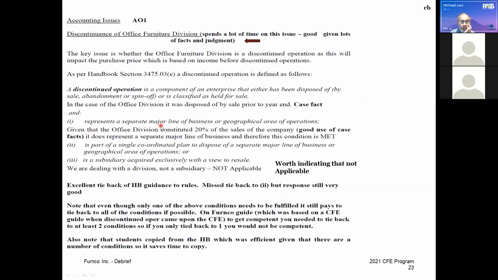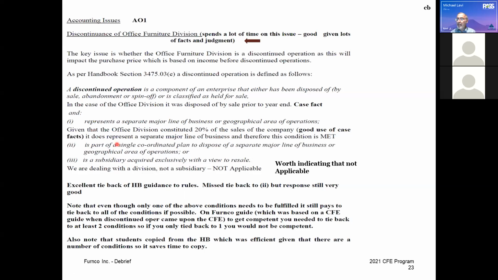The first condition was a separate line of business or geographical area of operations. So look how he ties back. He ties back like Maham did. Given that the office division constituted 20% of the sales of the company, this is me talking, good use of case fact, anything in bold is me talking, it does represent a separate line of business, therefore this condition is met.